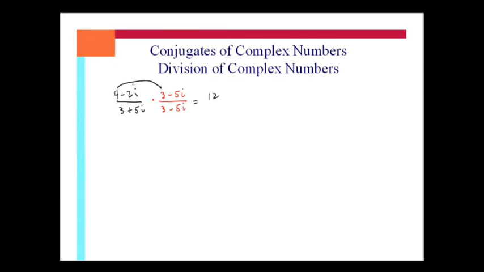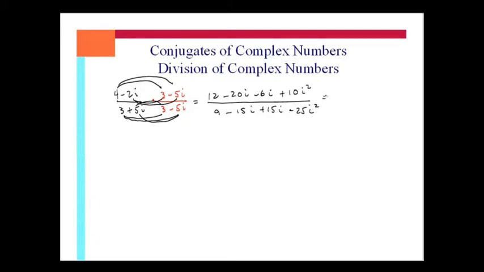12 minus 20i minus 6i plus 10i squared. Okay, let's move to the denominator. 9 minus 15i plus 15i. Here again are the two middle terms. The imaginary parts will cancel out. And finally, the last produces negative 25i squared.